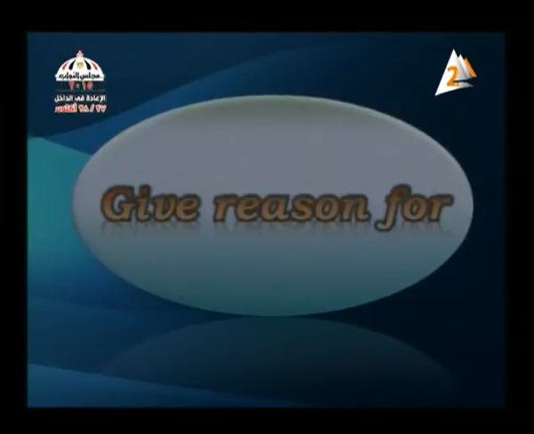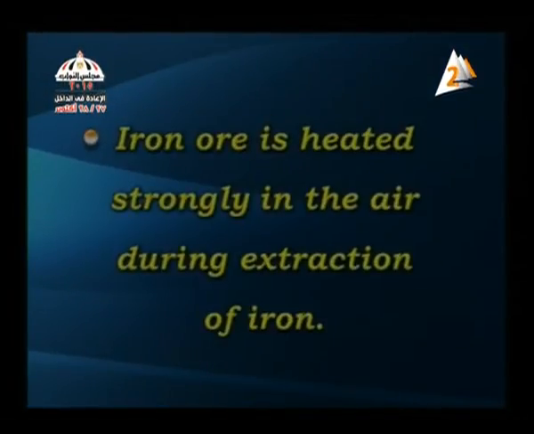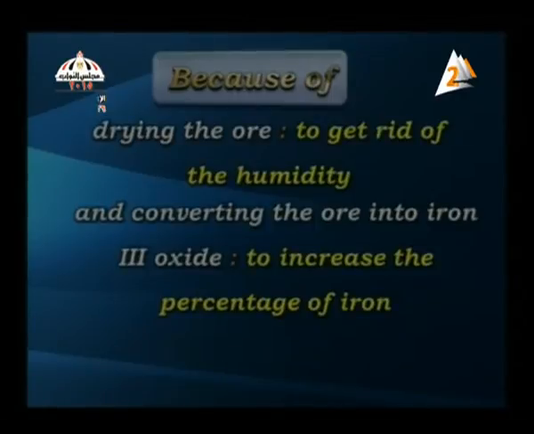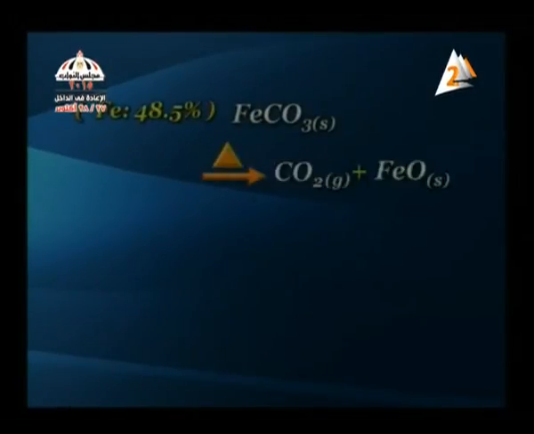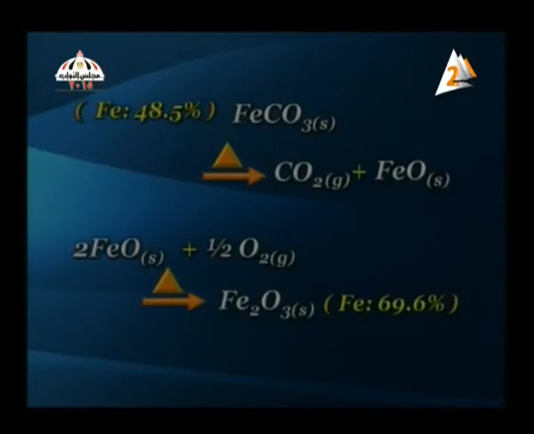Give reasons for: iron ore is heated strongly in the air during extraction of iron. Because of drying the ore to get rid of the humidity and converting the ore into iron(III) oxide to increase the percentage of iron, such that iron(II) carbonate, when heated, gives carbon dioxide and iron(II) oxide. Then iron(II) oxide, when oxidized in air, gives iron(III) oxide. So we have increased the percentage of iron from 48.5% to 69.6%.